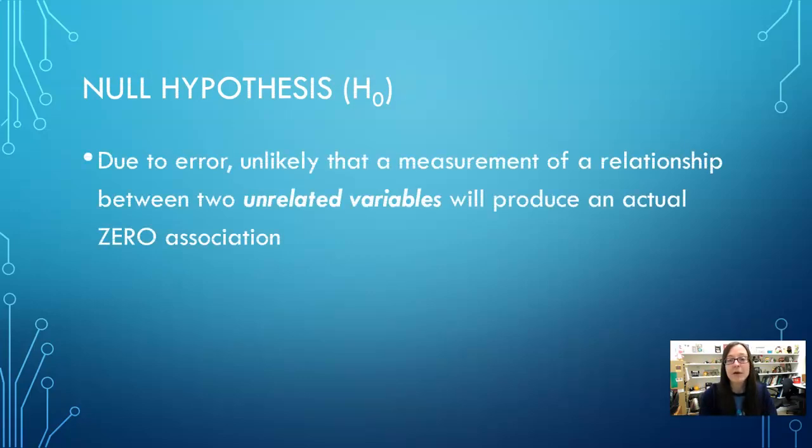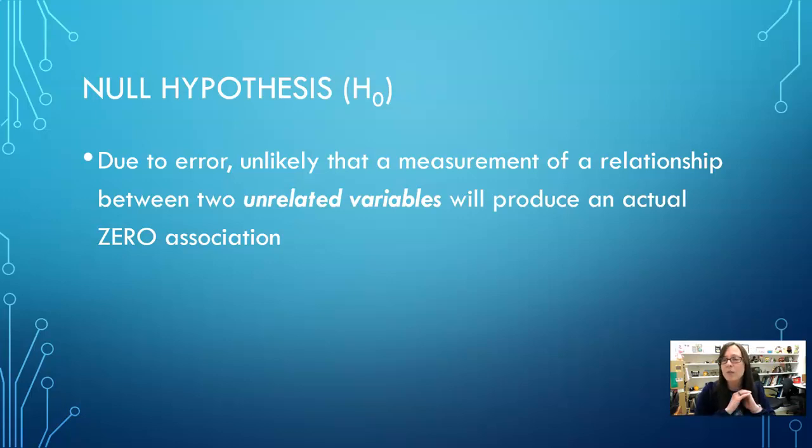And so the null hypothesis comes from the idea that because there's error, remember, anytime we do research of any kind, anytime we're running any kind of statistics, there's always error of some kind. There's measurement error, there's human error, and there's a whole bunch of other types of error. So because there's always error involved, it's unlikely that when you're measuring a relationship between two variables that are actually not related, you'll get a perfect zero association. Even if they're totally unrelated, they still won't have a perfect zero because of error.